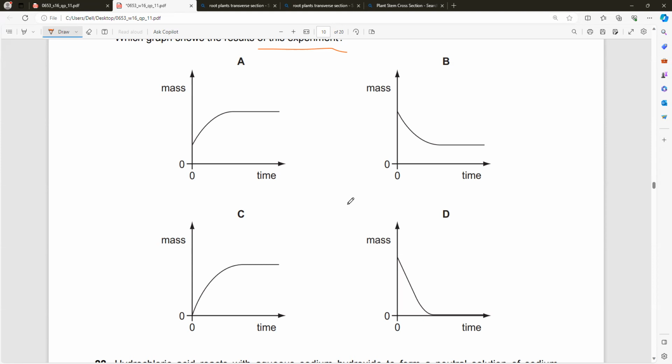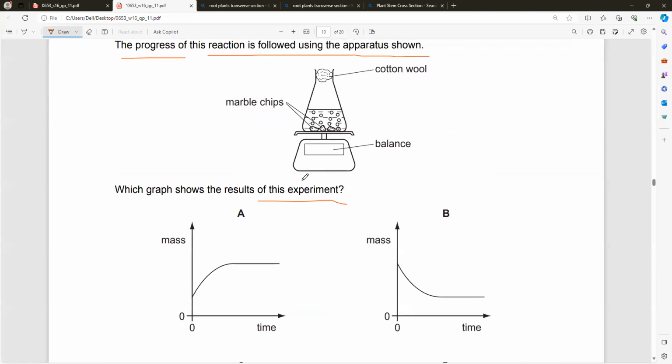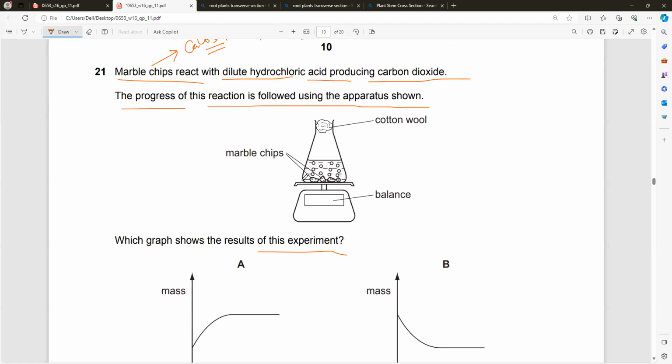A chemical reaction is happening. So which graph shows the result of this experiment? That's what they are asking. Initially is the rate of reaction very high or not? Because reactants are present more, the rate of reaction is higher. So at the beginning stage, the rate of reaction is very high.